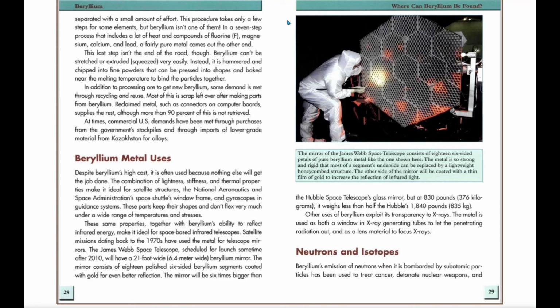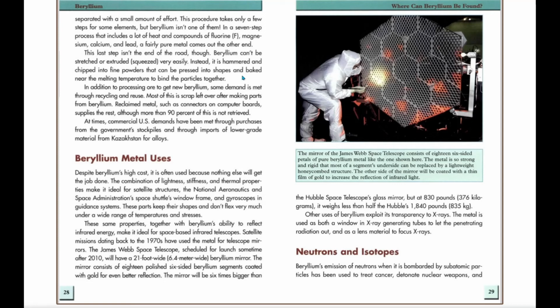This last step isn't the end of the road, though. Beryllium can't be stretched or extruded, or squeezed very easily. Instead, it is hammered and chipped into fine powder that can be pressed into shapes and baked near the melting temperature to bind the particles together.